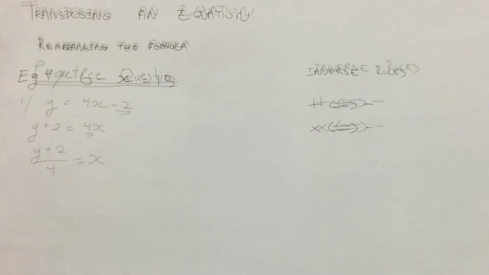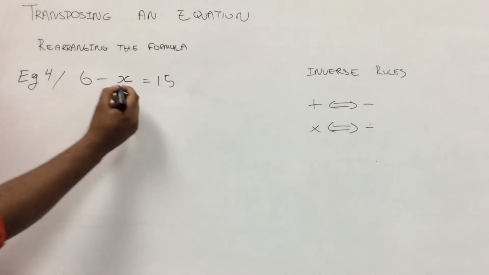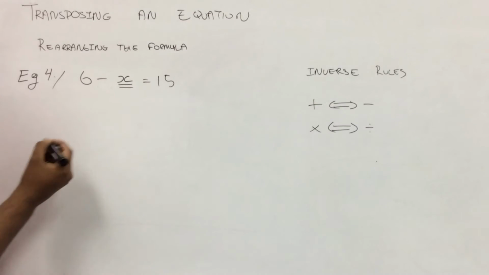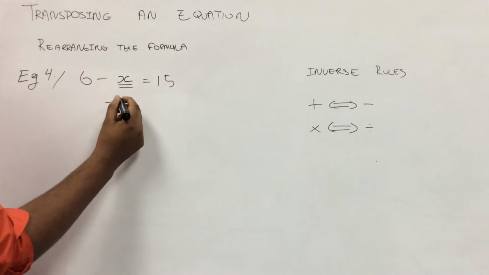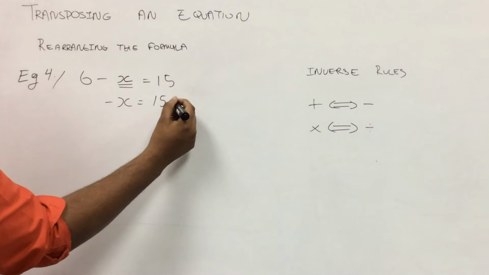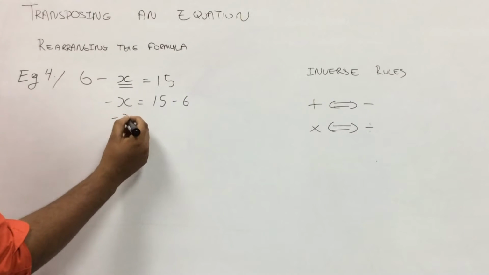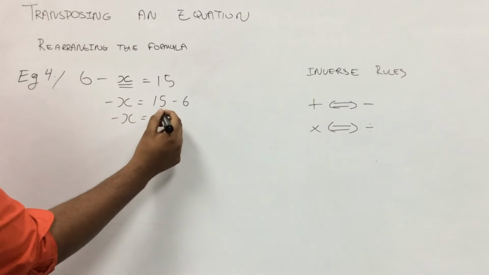Now go to example 4. 6 minus x equals 15. You want to make x the subject of the formula, so you take the plus 6 from the left hand side and carry it across the equal sign, you will get minus 6. Therefore, minus x is equal to 9.